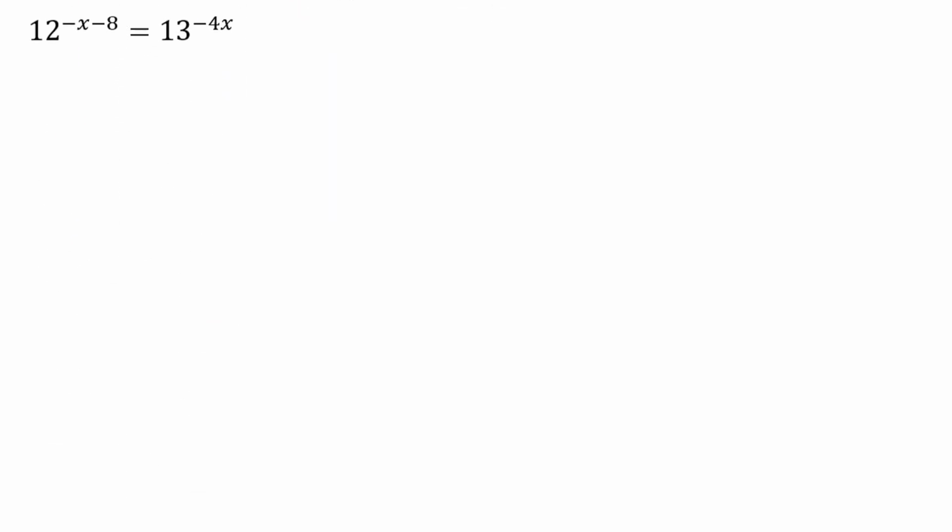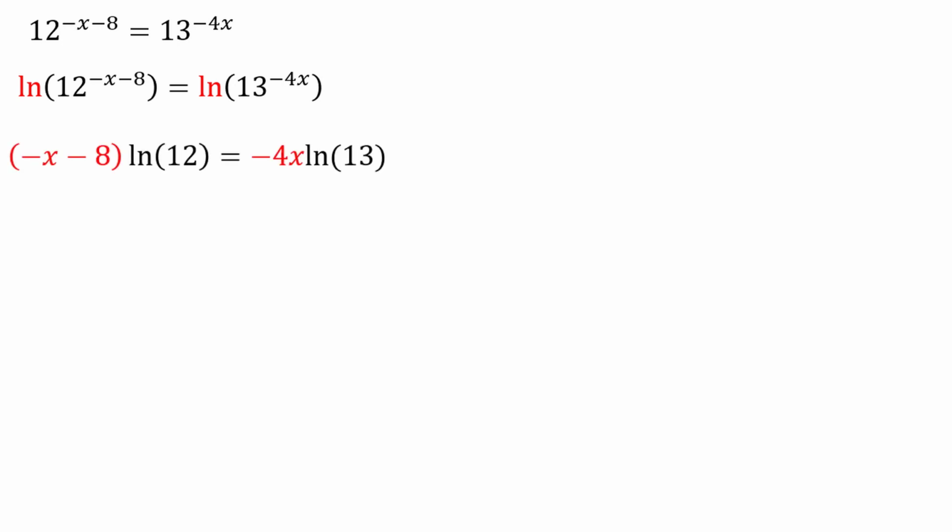Okay, one last problem. We have 12 to the negative x minus 8 power is equal to 13 to the negative 4x power. We're going to really struggle if we try to find a common base between 12 and 13. It's not going to happen. We're going to have to take the log of both sides. I'm going to use the natural log. That allows us to pull the exponents down. We have negative x minus 8 times the natural log of 12 is equal to negative 4x times the natural log of 13.